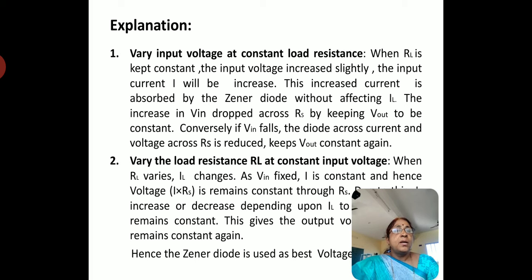If the input voltage decreases, the diode current and the voltage across RS are also reduced. So it keeps the output voltage constant again. Hence, by varying the input voltage while keeping the load resistance constant, the output voltage remains constant throughout the experiment, and it depends upon the Zener voltage.